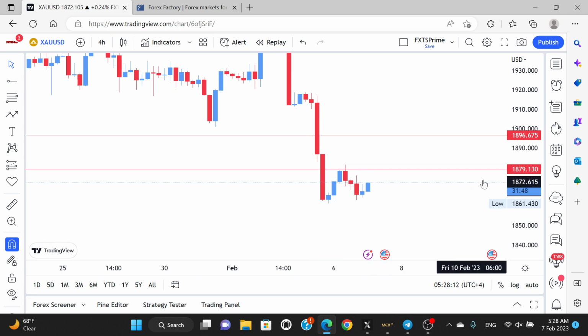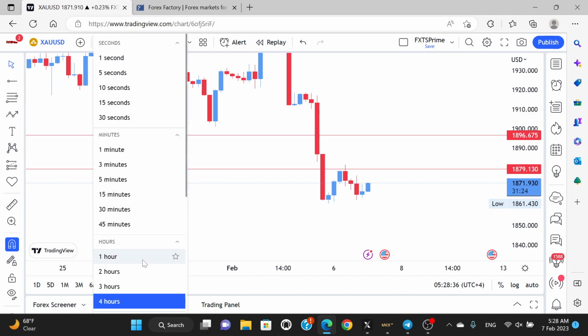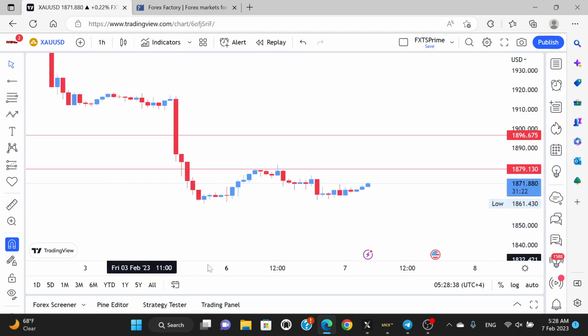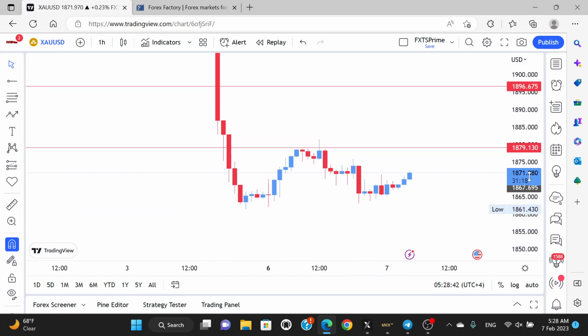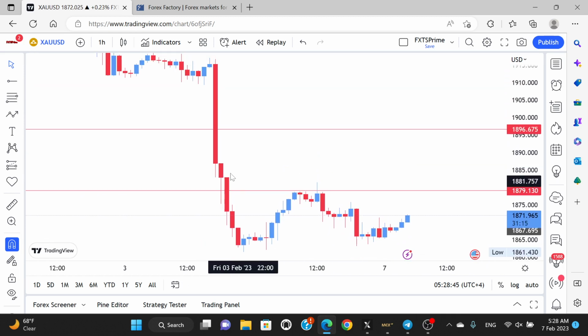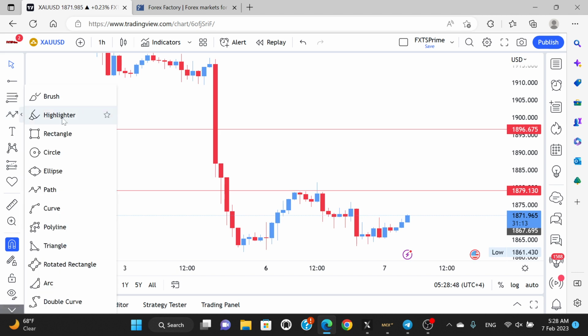This resistance level was already tested yesterday. However, we did not test this. What I'm seeing now is a pattern here, but there are two possibilities. It could be a continuation pattern and it could be a reversal pattern. So let's see this in the 1 hour time frame. If I go to the 1 hour time frame, you could tell me clearly what this is.